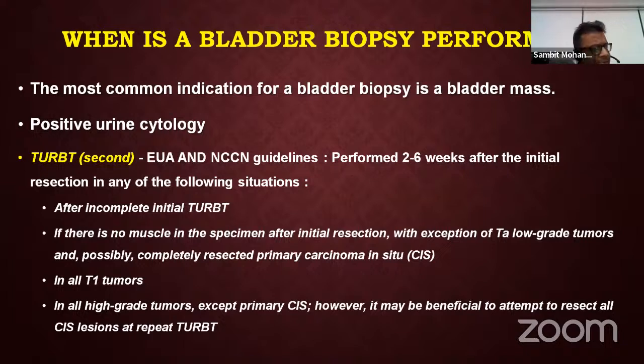Why? If it is a muscle-invasive bladder cancer, it is a candidate for cystectomy. And now things are evolving. So these patients can be put into neoadjuvant chemoradiation followed by a cystectomy if there is no response. In all high-grade tumors except for primary CIS, it may be beneficial to attempt another repeat TURBT to completely get rid of the CIS. Any question on this slide?